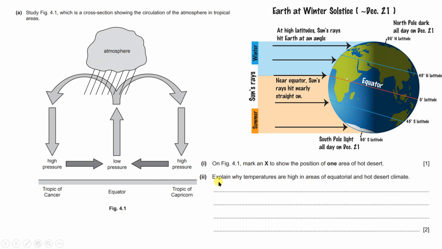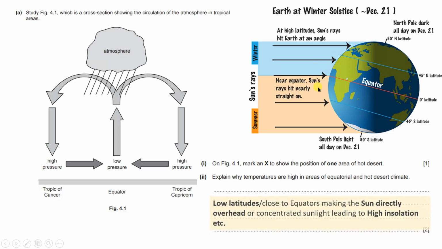Now, the second question here is to explain why temperatures are high in areas of equatorial and hot desert climate. I decided to include this diagram here to explain this concept. First, the equatorial and hot desert climate areas are in low latitudes. That means they are between 0 degrees to 23.5 degrees north and south of the equator. If you look at this diagram here, you find out that the sun rays are near the equator, so they are nearer to the low latitudes and they are directly overhead, leading to high insolation.